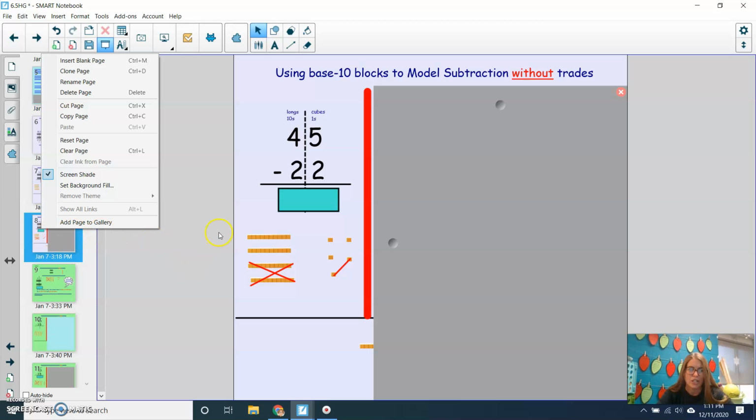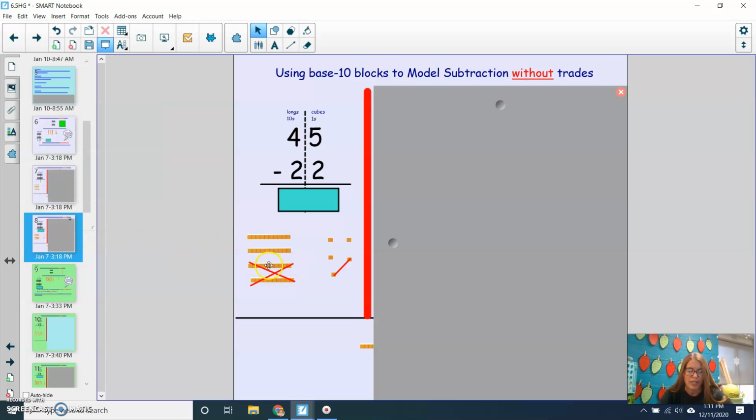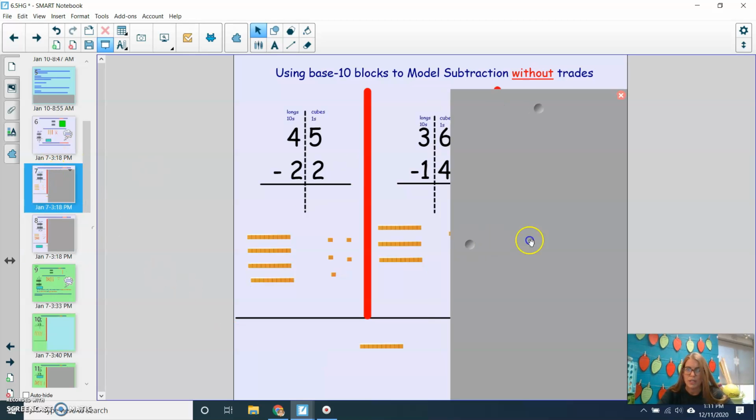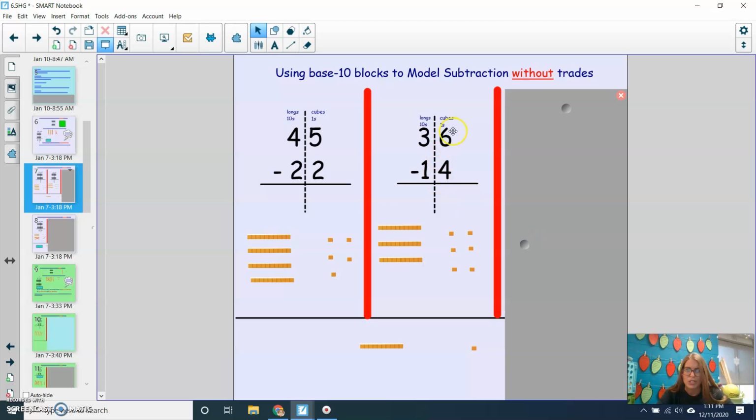All right, second graders. So what I did is I crossed off 22. You can see I crossed off 2 longs and 2 ones. So looking at what I have left, I have 23 blocks left. Let's try 2 more like that. So could you solve on your board 36 minus 14? Press pause and play to check.